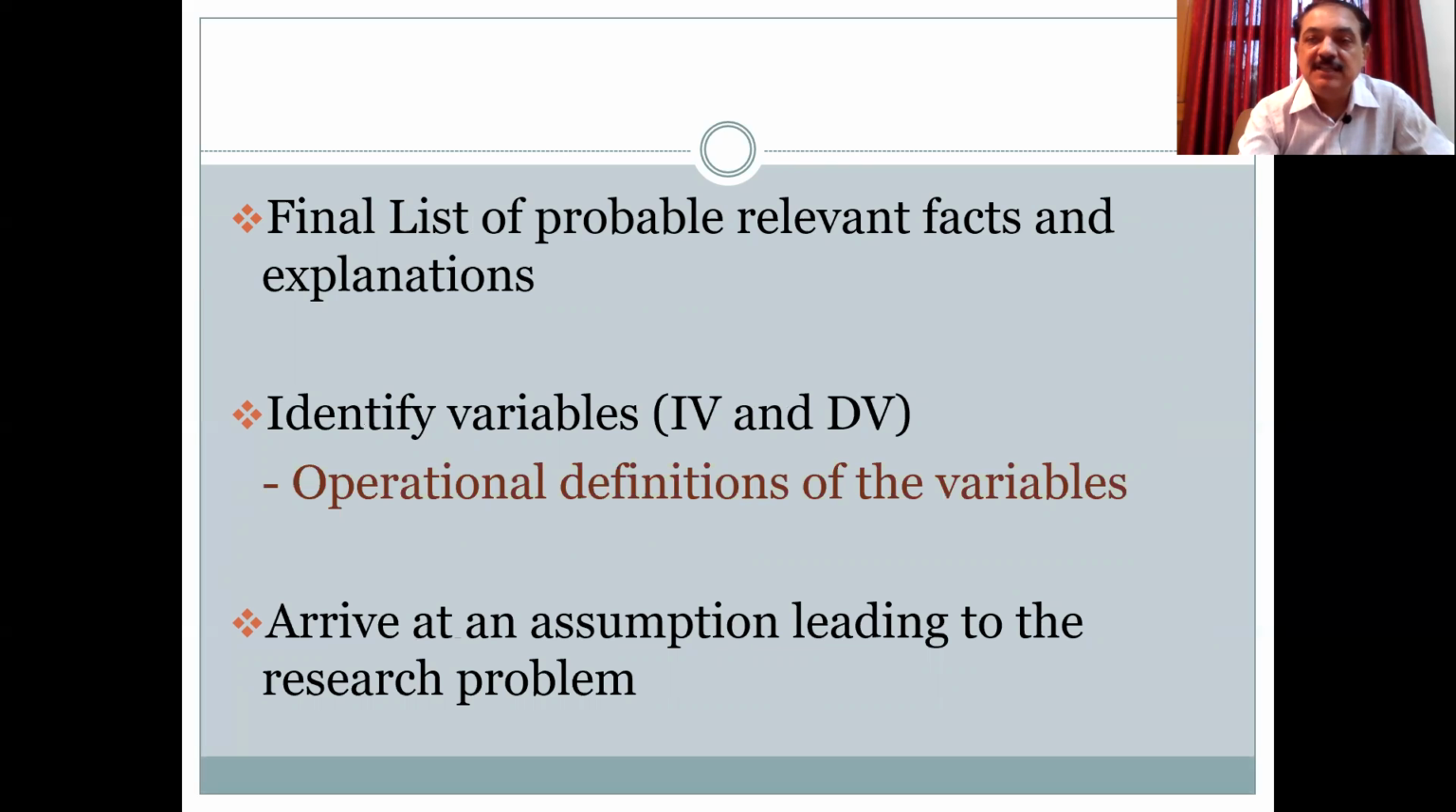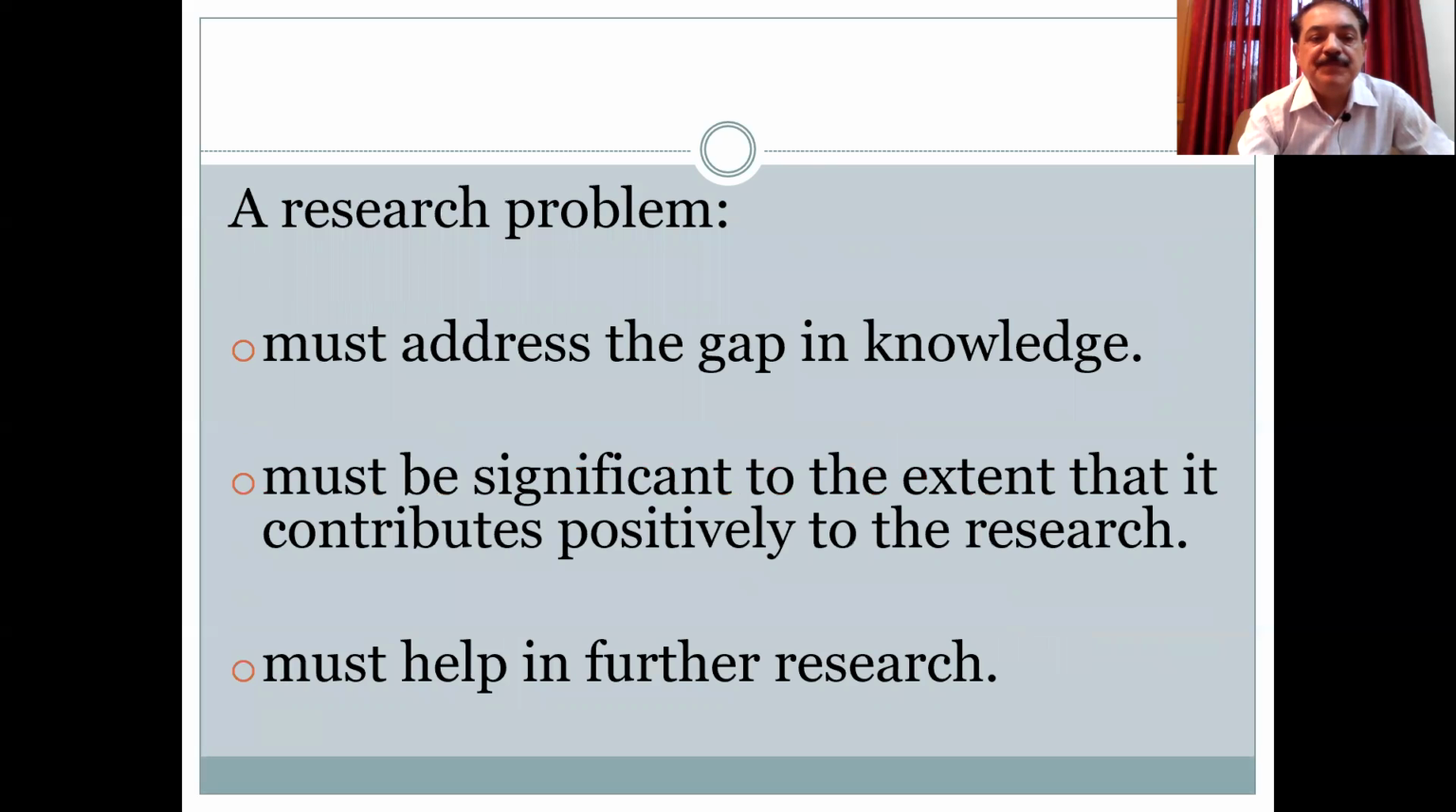Then you identify the variables, what are independent variables and what are dependent variables, and you can limit these variables also. And whatever variables we mention, we need to have operational definitions of the variables. There should not be any ambiguity. It has to be very objective. Arrive at an assumption leading to the research problem. And this assumption statement is a hypothesis which will lead to the next stage, that is running an experiment and collecting the data. So a research problem.